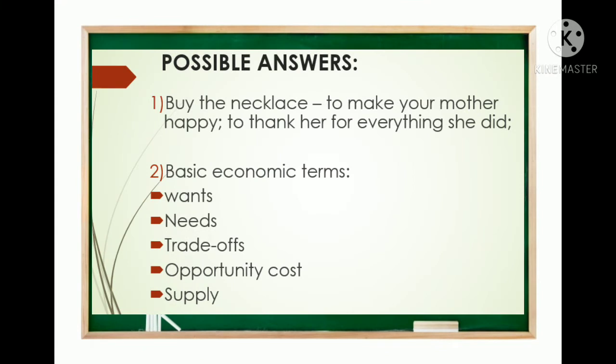Let's see the possible answers to the situation given. Anyway, answers may vary according to your purpose and intentions. For number 1, you may buy the necklace for your mother because you want her to be happy, or you want to thank your mother for everything that she did. Or you may buy the acoustic guitar because it is already planned.